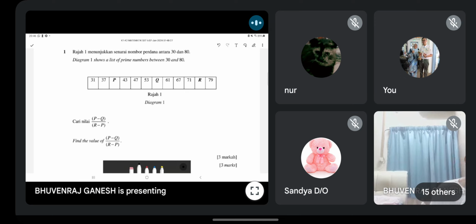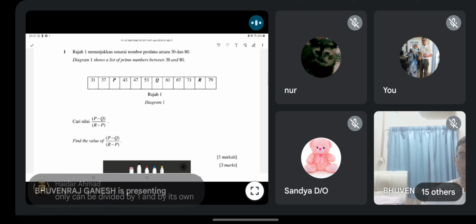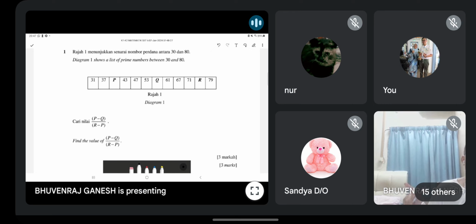There is two characteristic for a number to be called prime number. Can anyone list out for me? This one you must know. Yes, very good. Dia hanya boleh dibahagi dengan nombor satu dan diri dia sendiri. Baru dipanggil nombor perdana. Okay, only divided by one and its own number. Okay, so 31, 37 prime number. Very good. Okay, so the next number you can think of will be 41 lah.